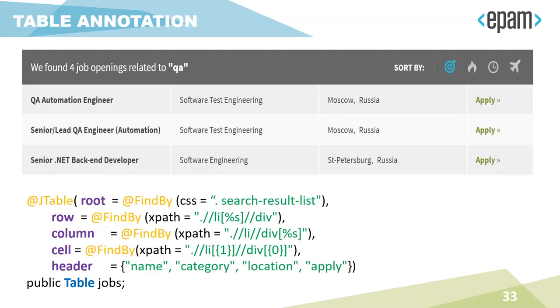So the standard table usually looks like this. You need to describe rows, columns, and cells locators, and maybe headers for it. And you can operate in this way. You can operate with any kind of tables, with any layers or with any layout.